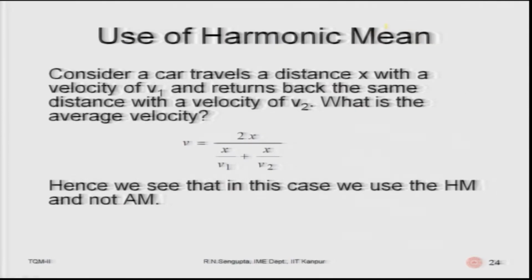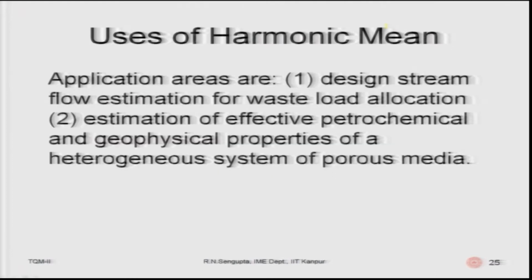For the harmonic mean, as I told you, consider a car that travels a distance x between city A and B, first in the forward direction from A to B with velocity v1, and returns back the same distance x from B to A with the velocity v2. If you want to find out the average velocity, you can find it as given in the formula. So, you see that you use the harmonic mean.